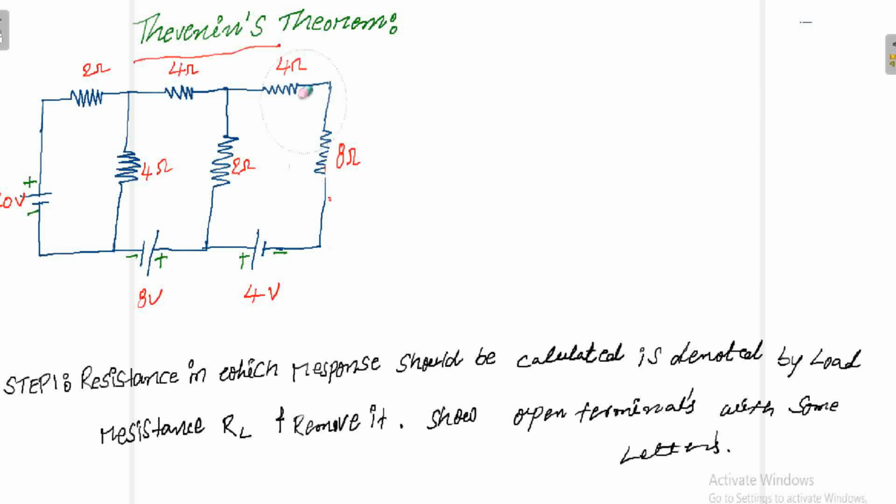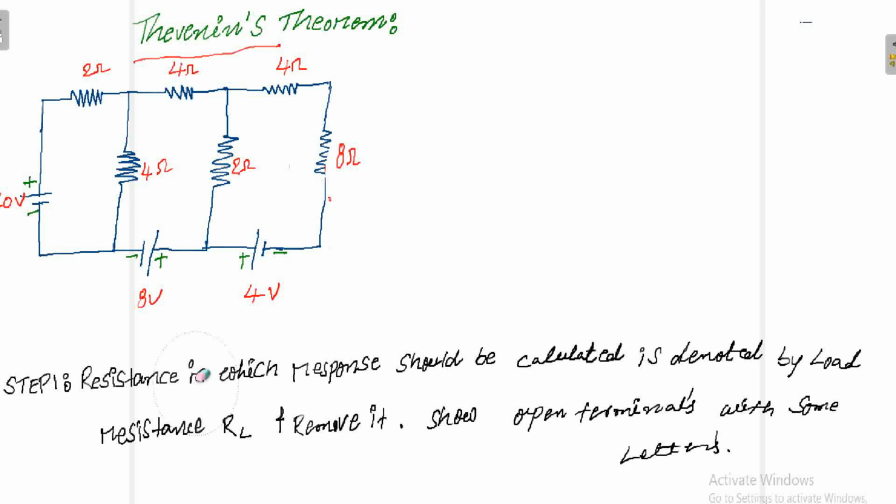Let us see. For Thevenin's theorem, just follow 5 simple steps. Just remember these 5 simple steps, and you will be able to solve any circuit very easily. The first point, remember the first point. What is the first point? Very simple point.